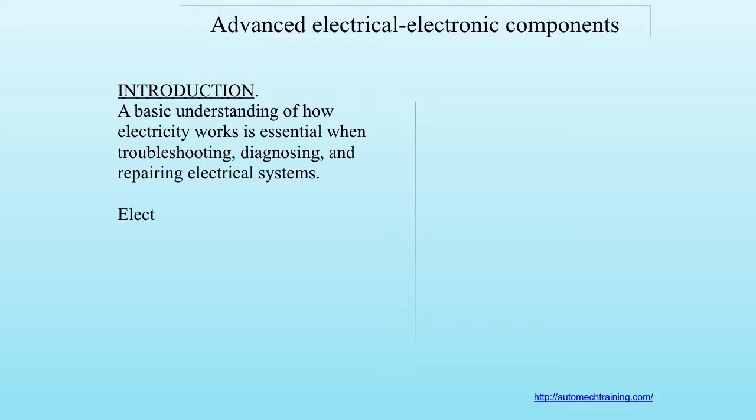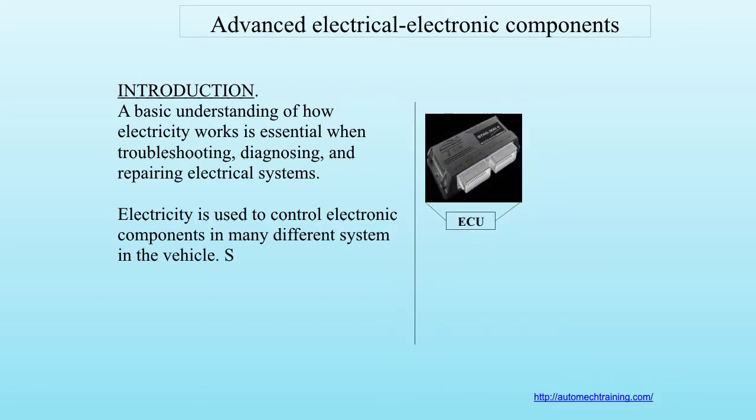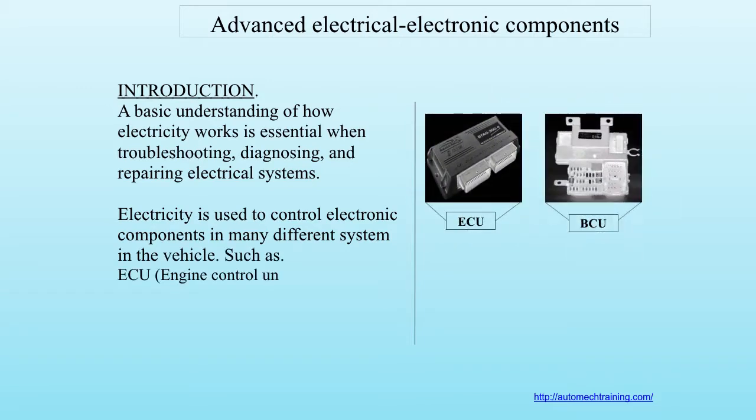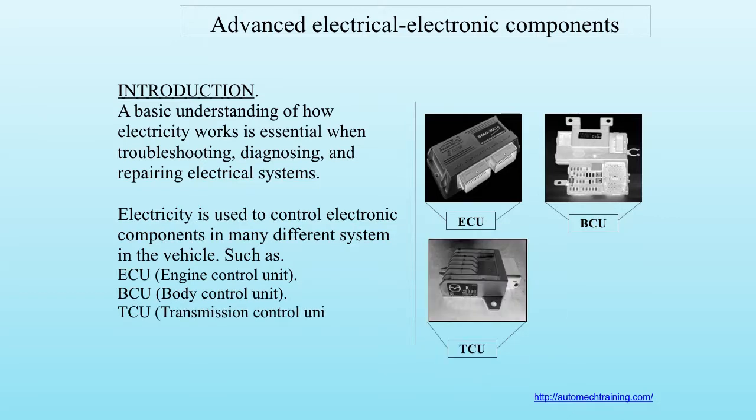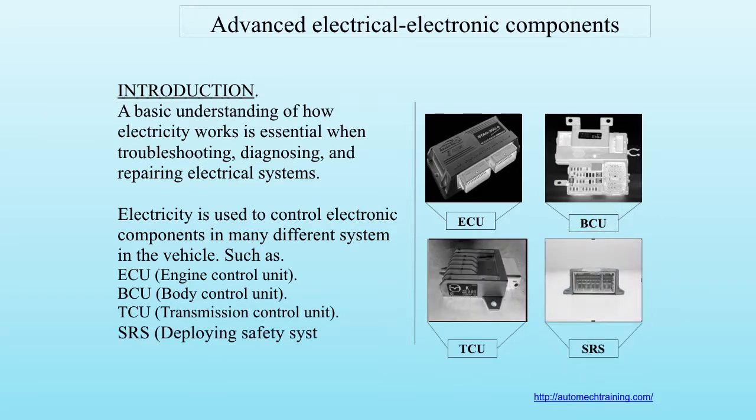Electricity is used to control electronic components in many different systems in the vehicle, such as ECU, engine control unit, BCU, body control unit, TCU, transmission control unit, SRS, deploying safety systems.